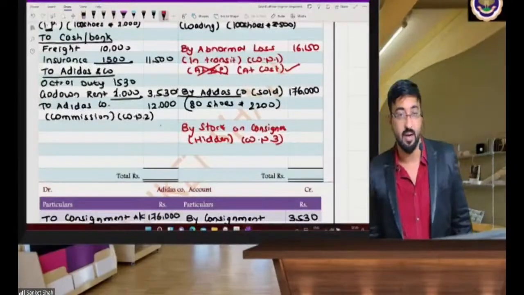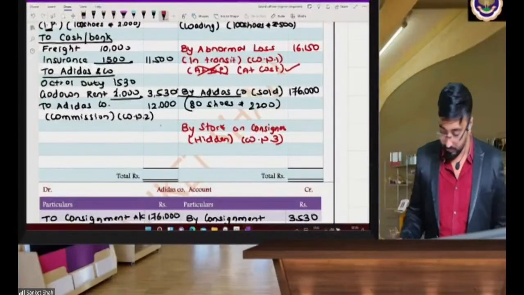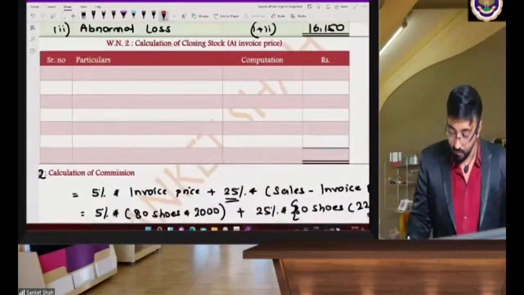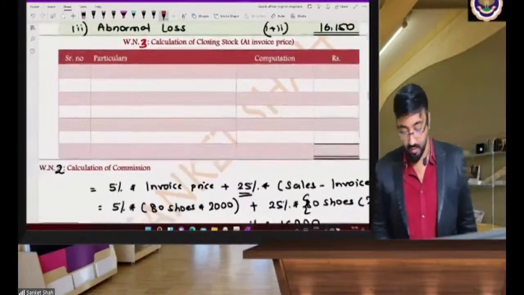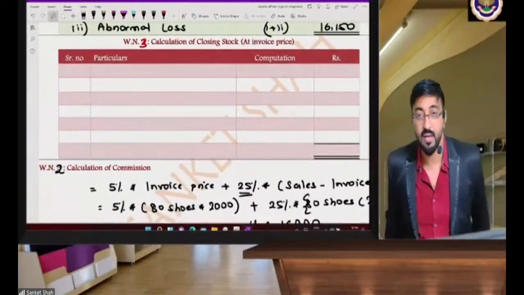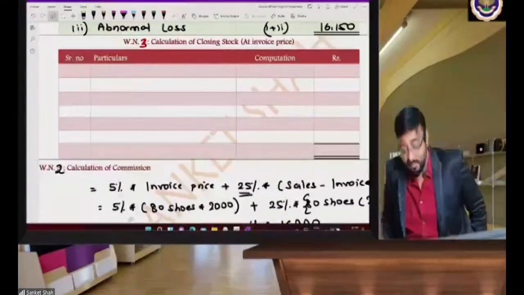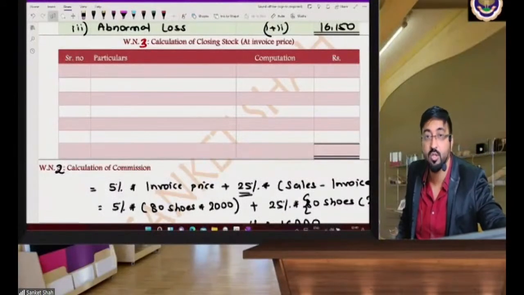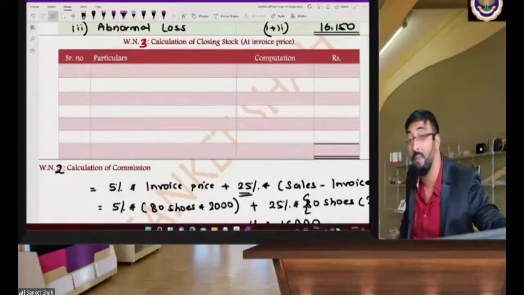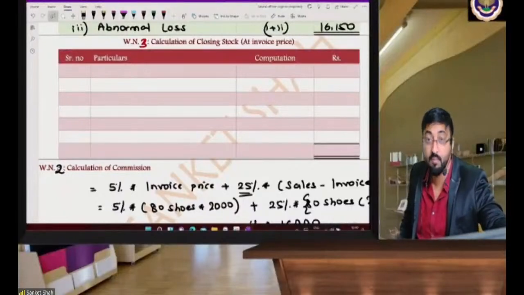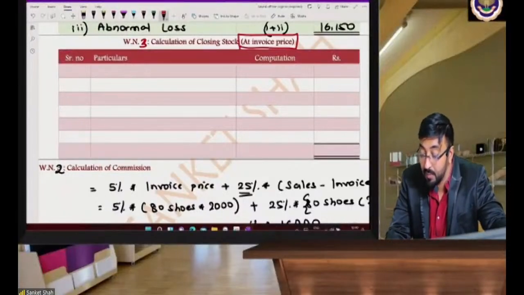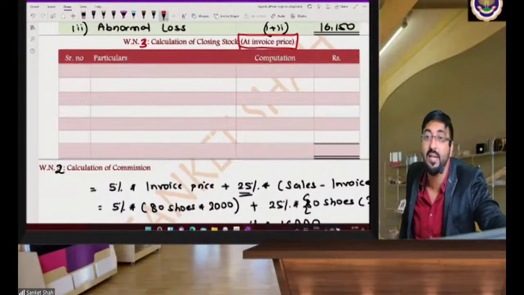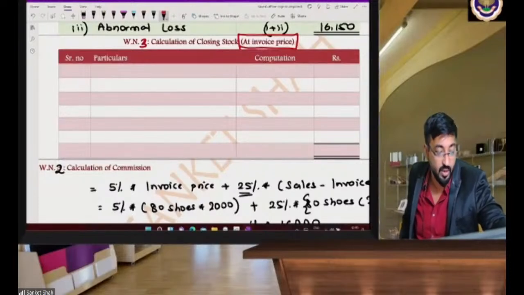Let's understand now. This is the last working note. We are at the end of this problem. Working note number 3. Stock on consignment at invoice price. Yes, this has to be recorded, because we are going to cancel the loading on this afterwards. Abnormal loss is recorded at cost, but this is recorded at invoice price. This is a presentation. You should not record it at cost. You should record it at invoice price because goods are sent at invoice price, and therefore this is also recorded at invoice price.